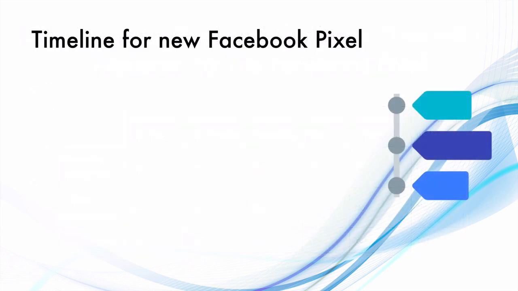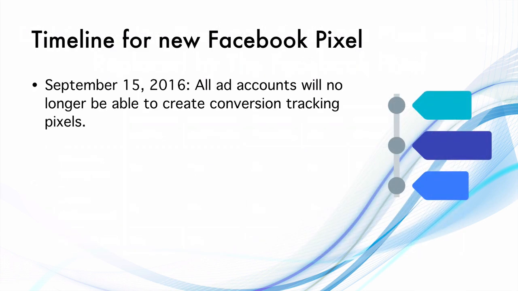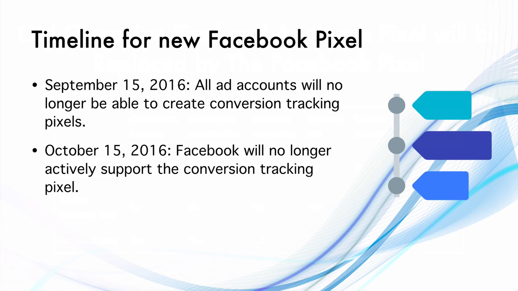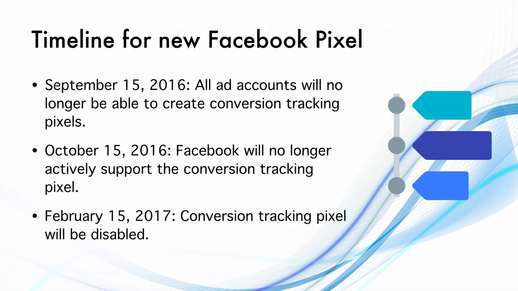So let's look at the timeline for the new Facebook pixel. By September 15th, 2016, all ad accounts were not able to create conversion tracking pixels anymore. So if you have noticed it, you will not be able to create this pixel. By October 15th, 2016, Facebook does not support the conversion tracking pixel and does not give any support for it. And by February 15, the conversion tracking pixel will be completely disabled. So if you have any ads running on the old conversion tracking pixel, it's better to migrate to the new Facebook pixel and set up custom conversions.